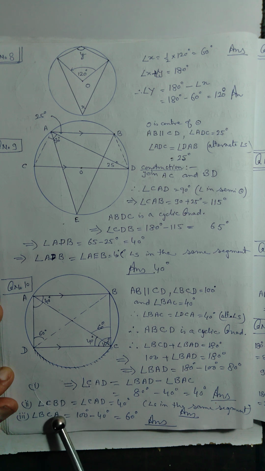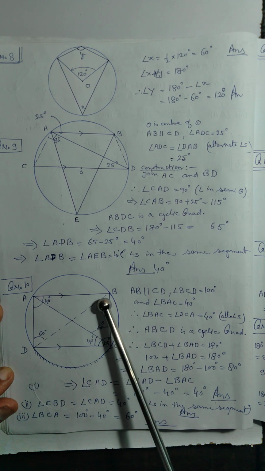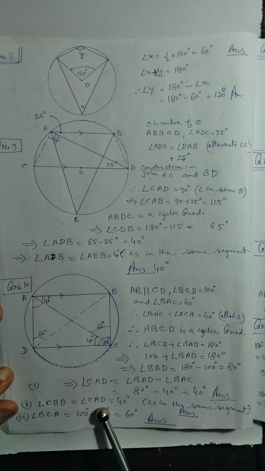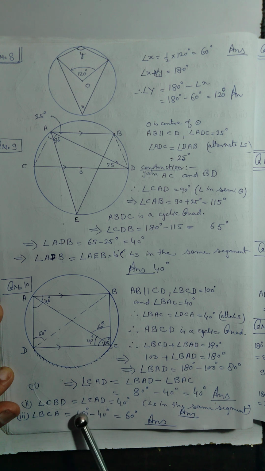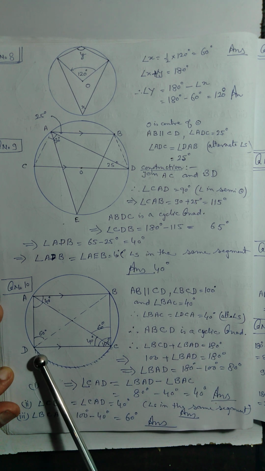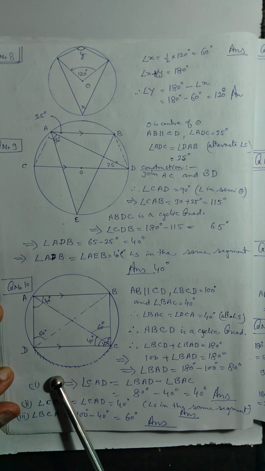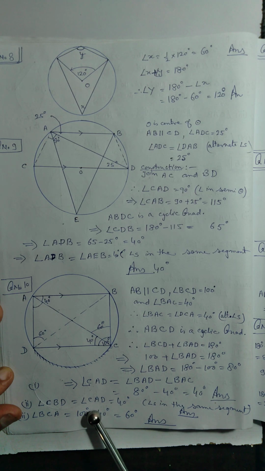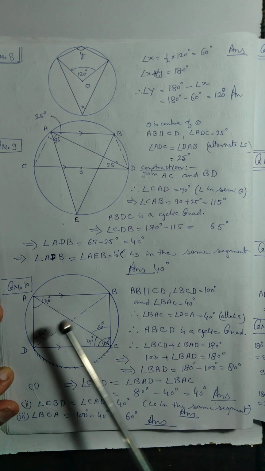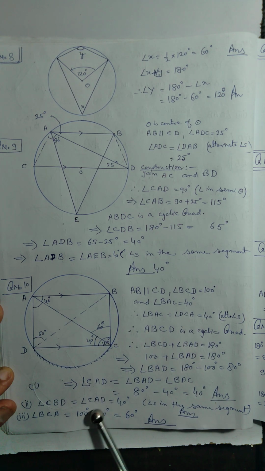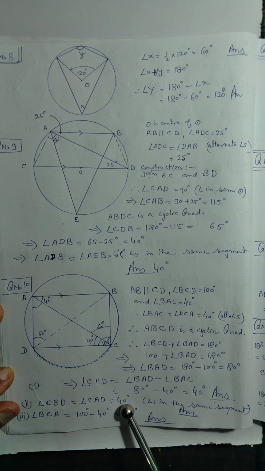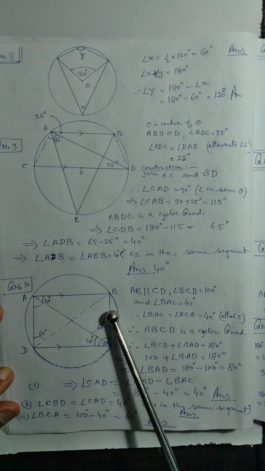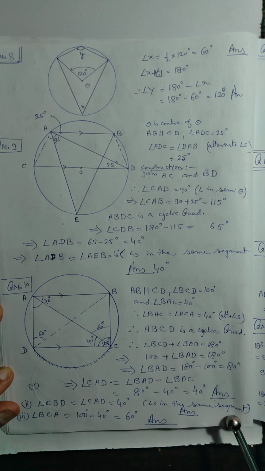Now CBD, ये एंगल CBD, that is CBD is equal to CAD. देखिए अब मैंने इसको एरो मार्क डॉटेड लाइन से दिखाया है सेगमेंट को. CBD is equal to CAD, and that is equal to 40 degree. So this angle and this angle both will be 40 degree. Angle in the same segment.